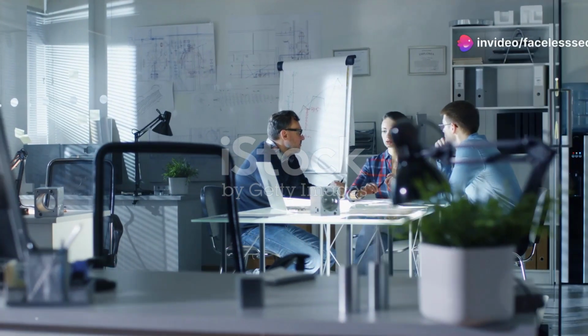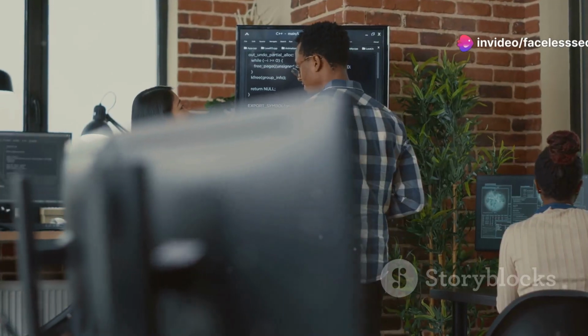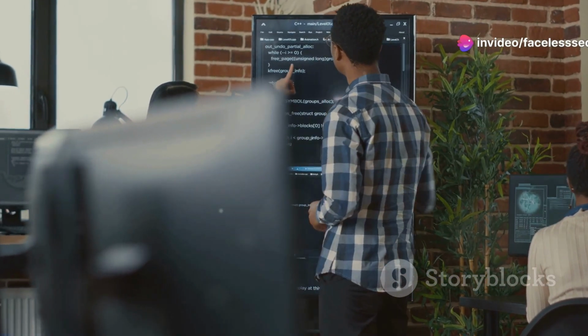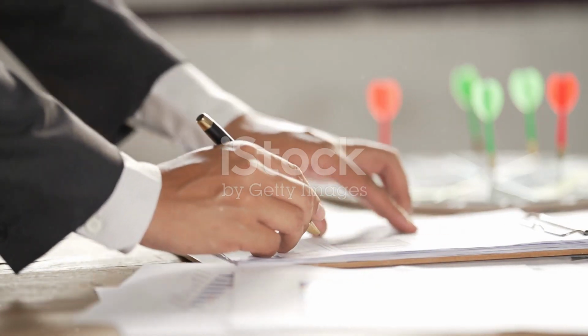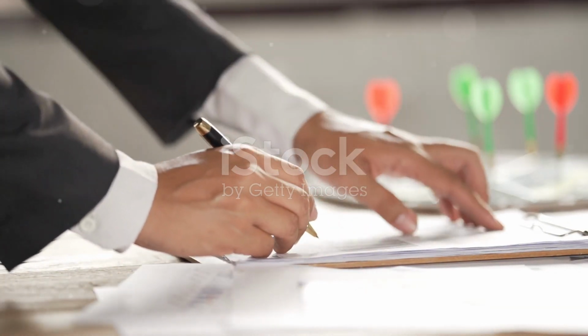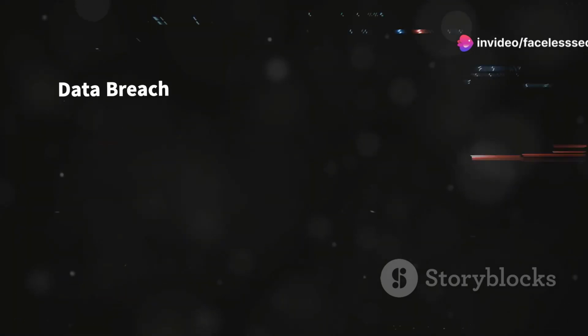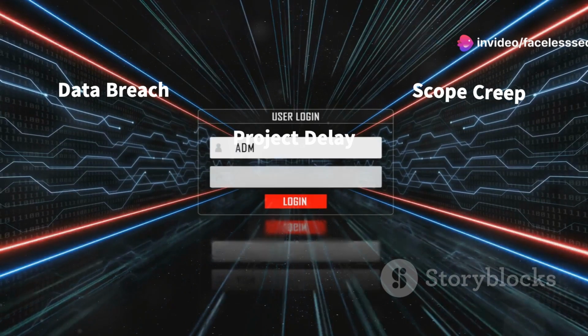Example of qualitative risk analysis. Let's consider a software development project where we identify several potential risks. We'll assess and prioritize these risks qualitatively. Identified risks: data breach, project delay, scope creep.